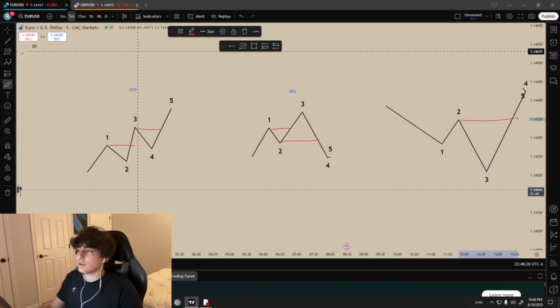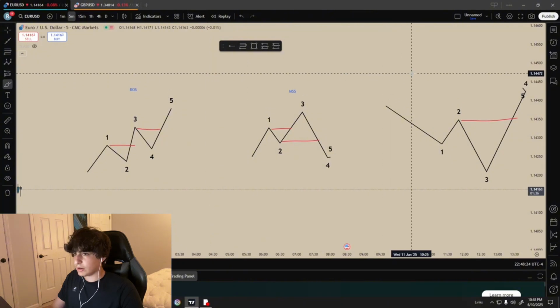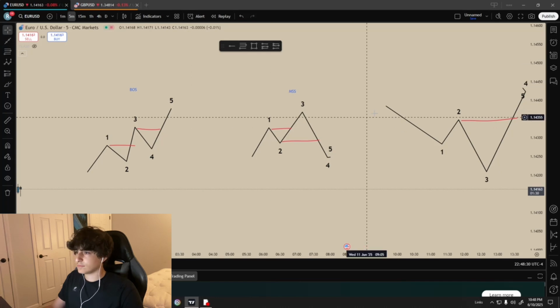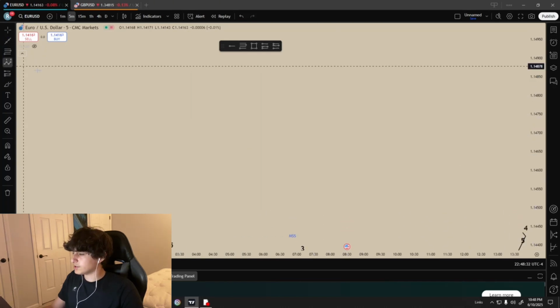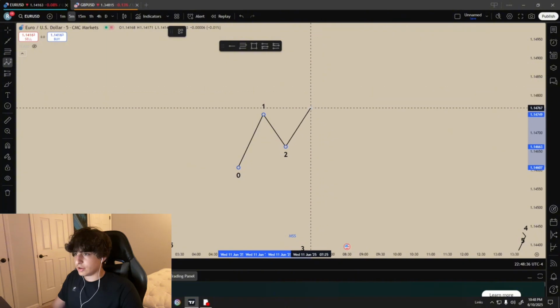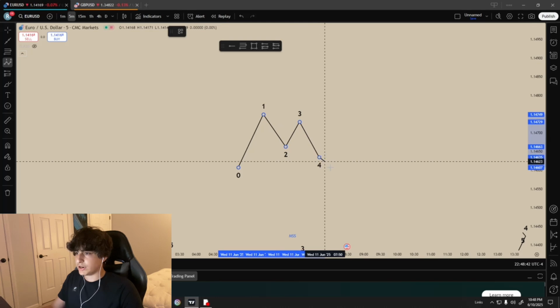So now that you know what a market structure shift and a break of structure is, let me teach you what a false market structure shift looks like. So I'm going to go up here and show you an uptrend. We're in an uptrend, and let's say that's the high, and then price goes there.